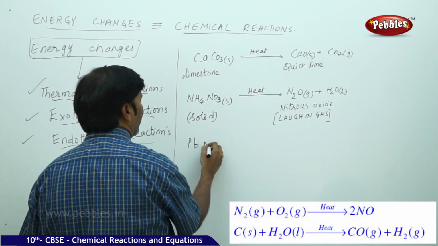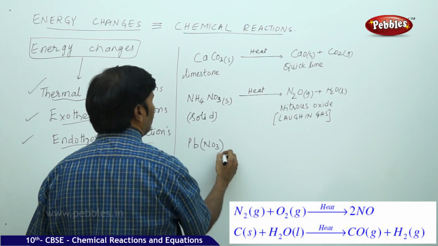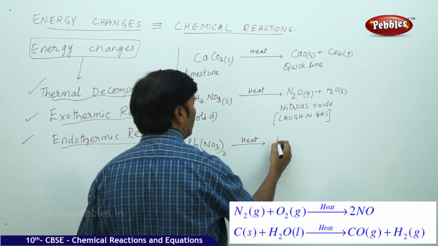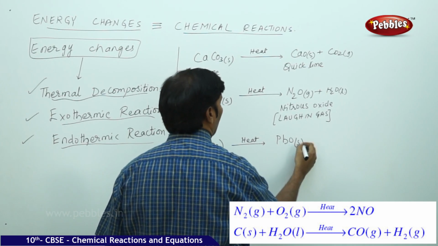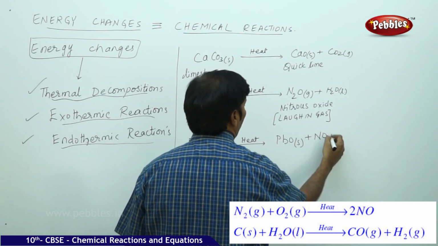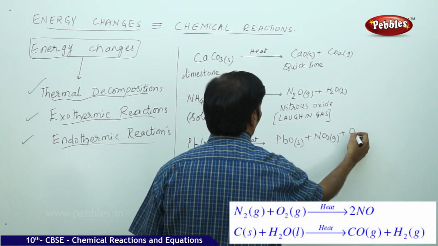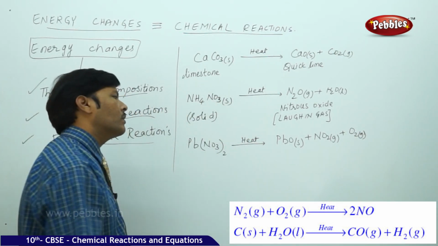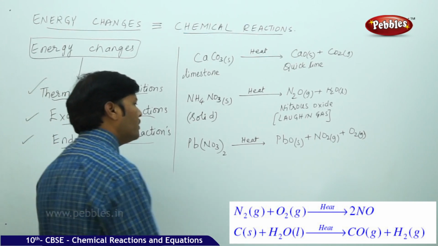You can take lead nitrate, which is a solid. If you heat it, you get lead monoxide, which is a solid, nitrogen dioxide, which is a gas, and also a small amount of oxygen gas is evolved. This is thermal decomposition. So balance the equation.